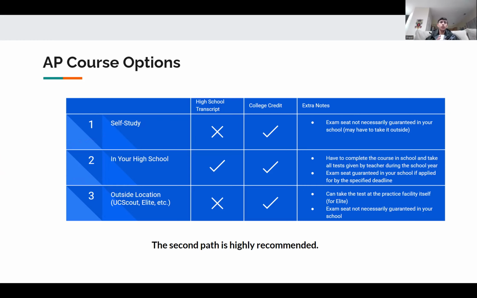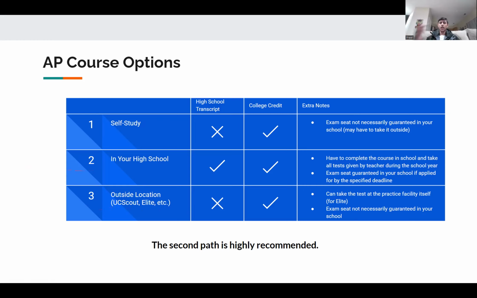Now, if you move on to the third option, which is an outside location like UC Scout and Elite, this is where things vary a little bit. You can take the course at a UC-specified course or area like UC Scout, which provides college credit because it's approved by the UCs, but it's still only considered on your high school transcript, considering that you're taking it outside.